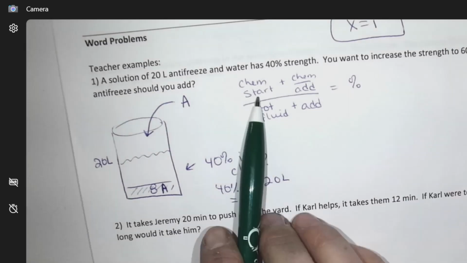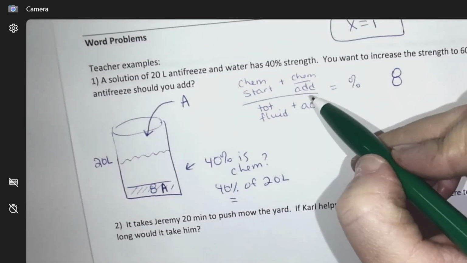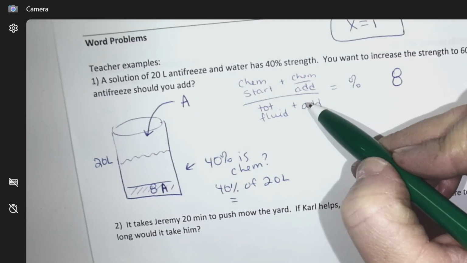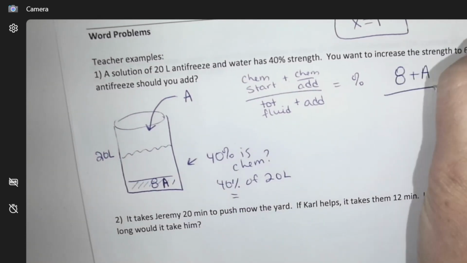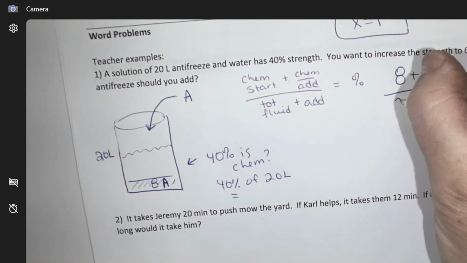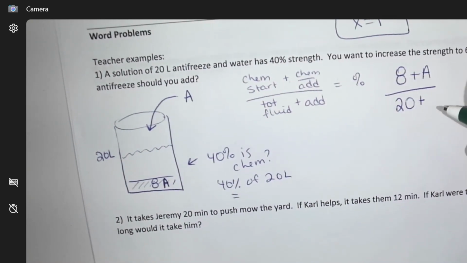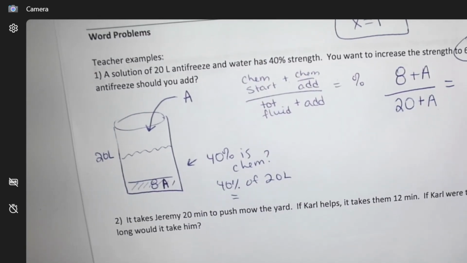How much chemical did I start with? 8. How much chemical did I add? That's the thing that's the question mark, right? So I'm going to call it an a variable, divided by how much fluid did I start with? 20. How much fluid did I add? I added some kind of chemical, which is some kind of fluid adding. Okay, it doesn't matter if it's water or chemical, that all contributes to the fluid inside there. Equals, and I want to end up with 60% at the end.